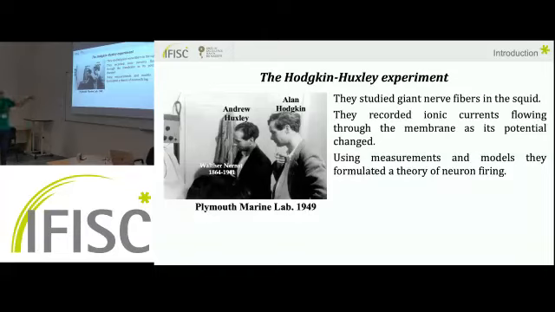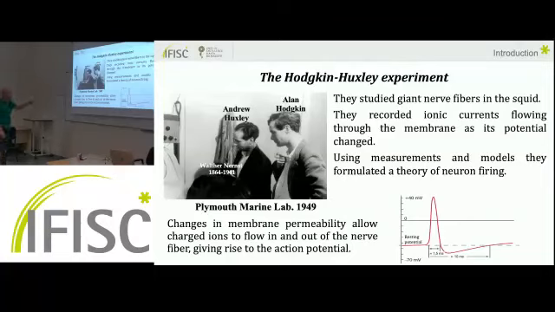So they recorded the ionic current flowing through the membrane as its potential changes, because, as I told you, below a certain threshold, the resistance is constant. Above a certain value, this resistance of the membrane becomes voltage dependent. So they used this measurement and formulated a theory of the neuron firing. In fact, what they found is that changes in the membrane permeability allow charged ions to flow in and out of the nerve fiber, giving rise to the action potential.